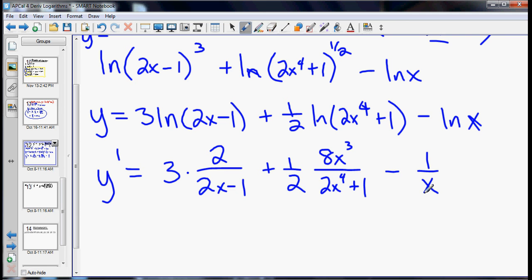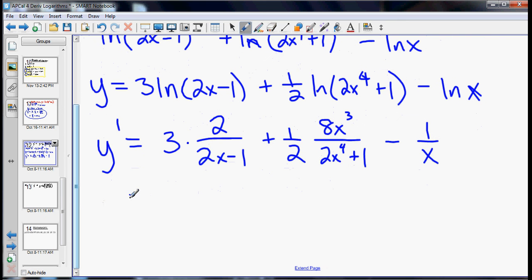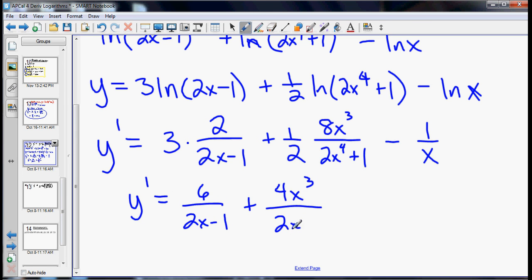Okay, again, this answer is correct, but they will likely simplify it by combining the coefficients. So 3 times the 2 gives us 6 over 2x minus 1. And then 1/2 times the 8 is 4x cubed over 2x to the fourth plus 1. And then minus 1 over x. Now I admit, that still took some writing. That took like 5 lines of work, which isn't tiny, but I assure you it's much, much shorter and quicker than if we had to do the product, the quotient, and the chain rule all in the same problem.